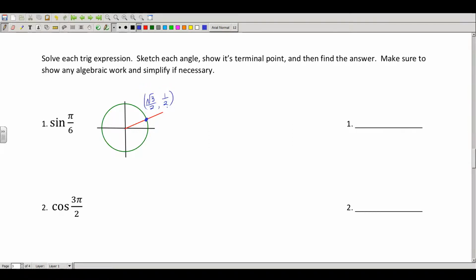Right? So since the sine of any angle is always the y value, if we're utilizing the unit circle, then we're good, because we could look at this point and just say, well, there's the y value. Y value is 1/2, so therefore the answer to this is just 1/2. That is, the opposite over hypotenuse is always going to be 1/2. So the answer is 1/2 here.